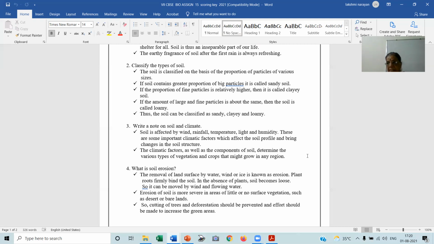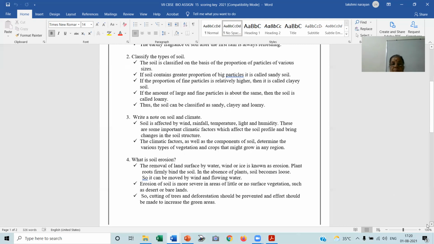Without plant growth, erosion is faster because there are no roots of plants and no water, such as in a desert or bare land. So cutting of trees and deforestation should be prevented and efforts should be made to increase green areas. This is in our textbook. What is soil erosion? I hope you are listening.